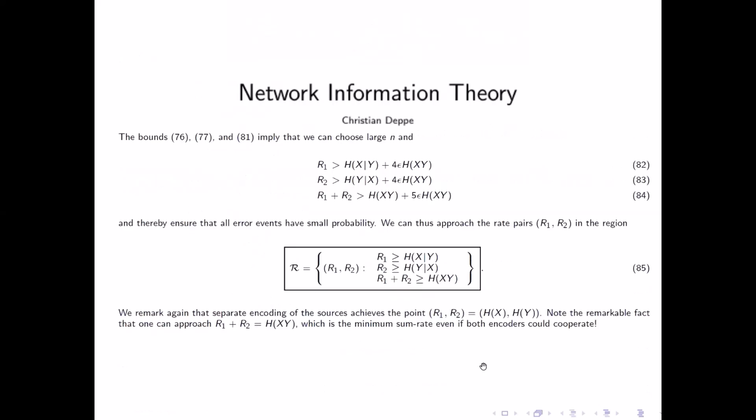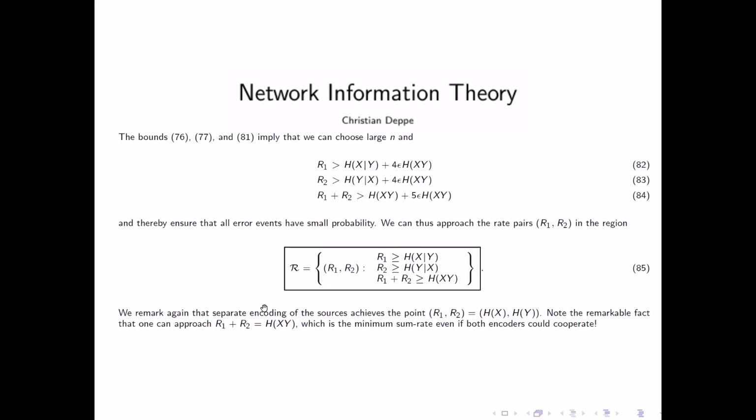Okay, what do we get? I will show you on the board after this slide that these 3 equations, which imply that the probabilities are small, give that R1 must be bigger than the entropy of X conditional on Y. R2 must be bigger than the entropy of Y conditional on X. And R1 plus R2 must be bigger than H of XY. This rate we can achieve with this coding method. And we get this rate region. These are all rates which fulfill this equation here.